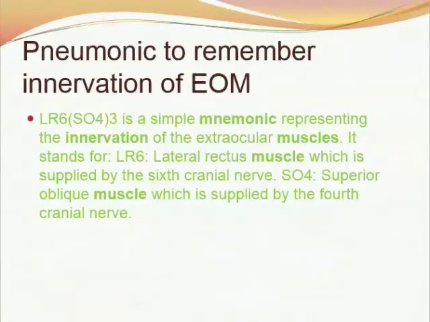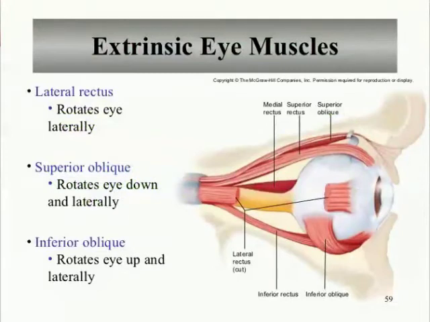There is a mnemonic to remember innervation of these extraocular muscles. This is LR6SO43. This is a simple mnemonic representing the innervation of the extraocular muscles. LR6 stands for lateral rectus muscle, which is supplied by the 6th cranial nerve. SO4 stands for superior oblique muscle, which is supplied by the 4th cranial nerve, and the rest of the eye muscles are innervated or supplied by cranial nerve 3. The diagram is showing the structure of the extraocular muscles.